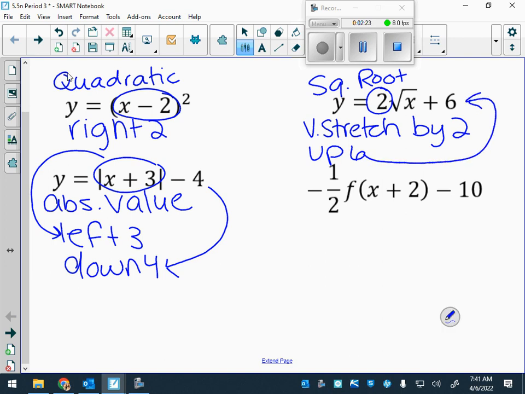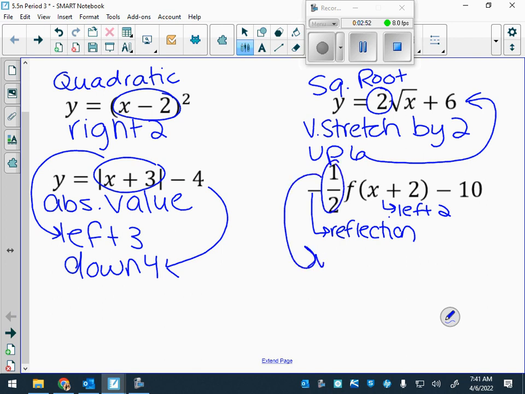Now this last one is just a random function. What's one transformation that you see? Good. Reflection. Excellent. What's another? Everett? Left 2. Good. What else? Vertical compression by 1/2. Good. Or vertical shrink. We have heard that too. What else? And then we have the down 10.